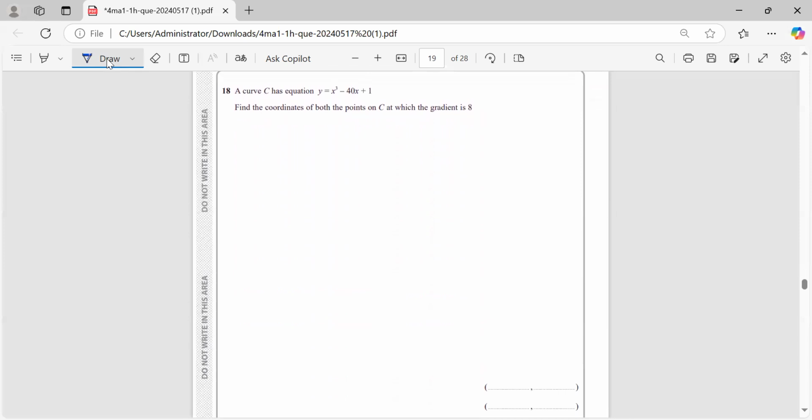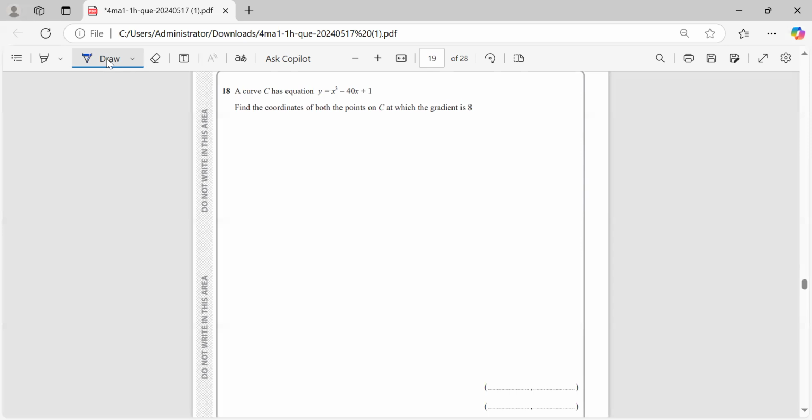A curve C has equation y is equal to x cubed minus 40x plus 1. Find the coordinates of both the points on C at which the gradient is 8.